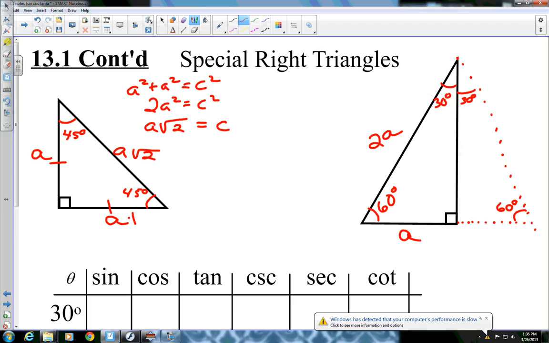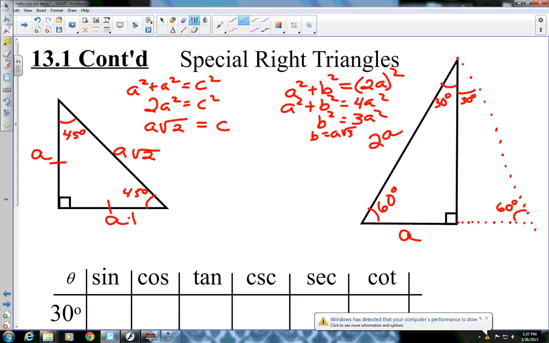Okay. Now let's figure out the missing leg. So I would say A squared plus B squared, if we call this one B, equals 2A in parentheses squared. So A squared plus B squared equals 4A squared. So B squared equals 3A squared. I subtract A squared from both sides. So B would be, the square root of A squared is A. Square root of 3 is root 3. So the length of this side would be A root 3.